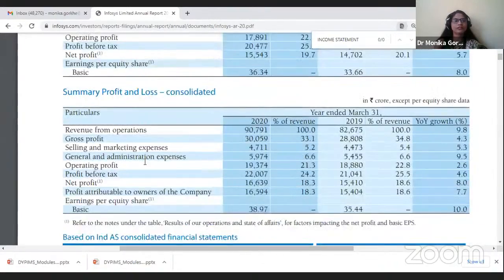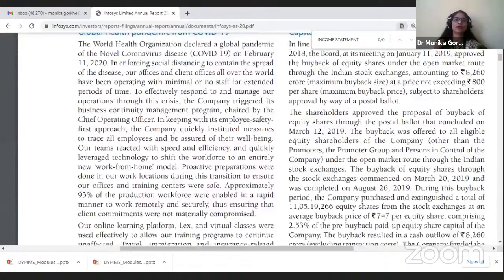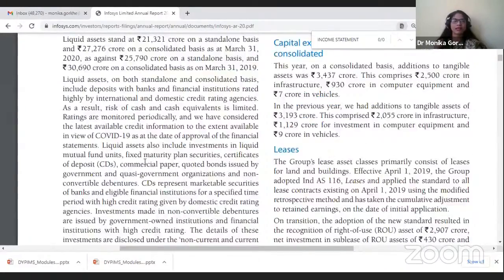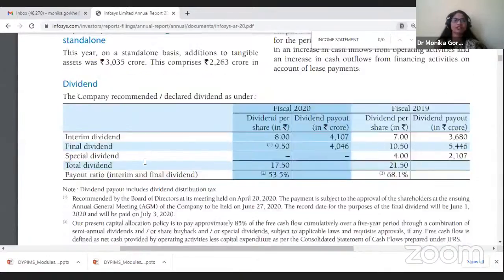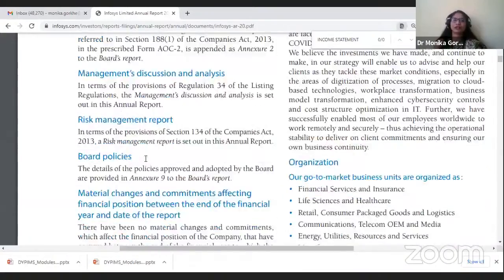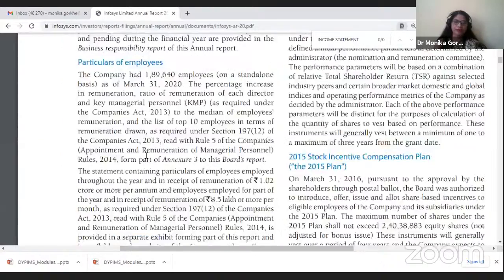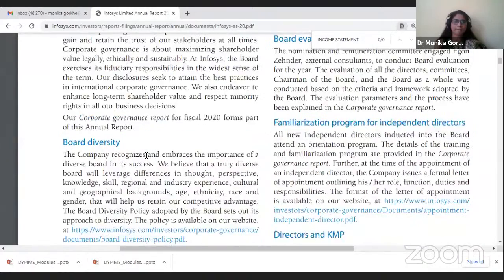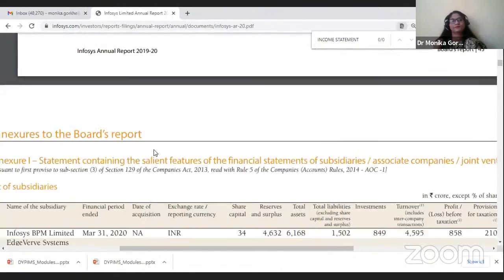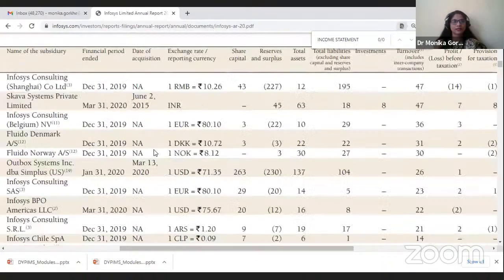Moving ahead, let's talk about the balance sheet components. I'll just scroll down to the balance sheet so that we will be able to discuss individual items. We have to give more time for the construction. This is just a glance, that you have to start reading the balance sheet first so that you will come to know what the components are in that particular financial statement. These are the subsidiary companies.